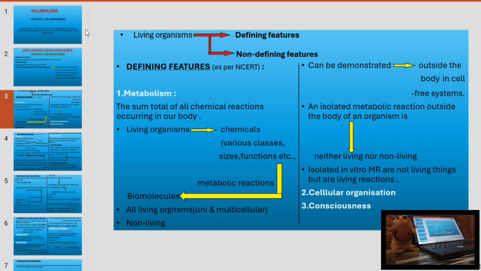First thing is metabolism. Metabolism is a defining feature of every living organism, so every living organism shows metabolism as a unique and common feature that no non-living thing can exhibit. What we say is metabolism: it is the sum total of all chemical reactions occurring in our body. Every living organism is made up of chemicals of various classes, sizes, functions, etc. And these very small chemicals undergo various metabolic reactions and give rise to biomolecules and vice versa too.